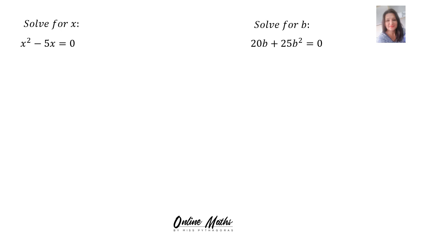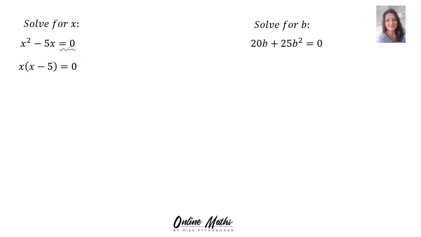Let's start with examples. Solve for x, and I give you x squared minus 5x equals 0. The first thing you have to do when you want to solve a quadratic equation is your equation has to be in a specific form, and that means all the numbers and variables on the left-hand side, and it has to be equal to 0. And then we always factorize by taking out a common factor. And now the common factor is x.